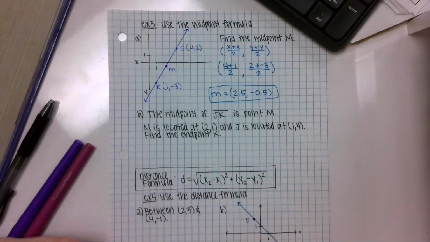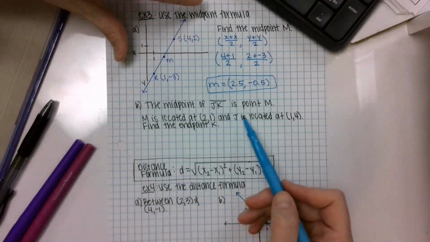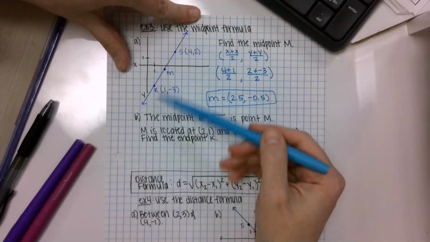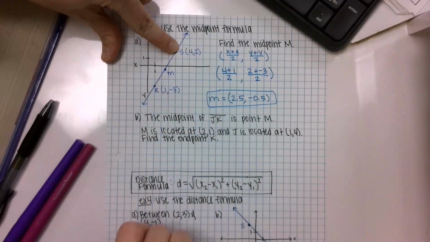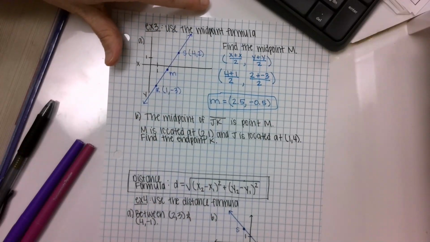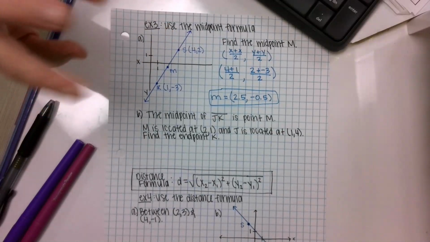Part B is a little bit harder. It says the midpoint of line JK is point M. So again, you could kind of pretend it looks like this, right? This would be J, this would be K, and there's, again, point M. M is located at 2, 1, and J is located at 1, 4. Find the end point K. So I didn't draw a picture for this one on purpose because I didn't want you to be able to just guess and find it.